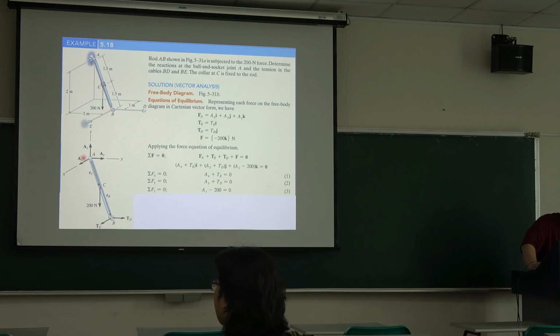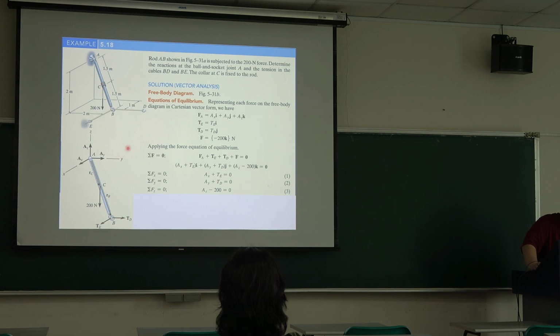We have one object, and we have maybe three supports. At the point A, we use the bolt and socket joint, so at the point A, we have the three direction reactions. And at BE, we have the two reaction extension forces, and we have one force at the point C. So the free body diagram is like this.